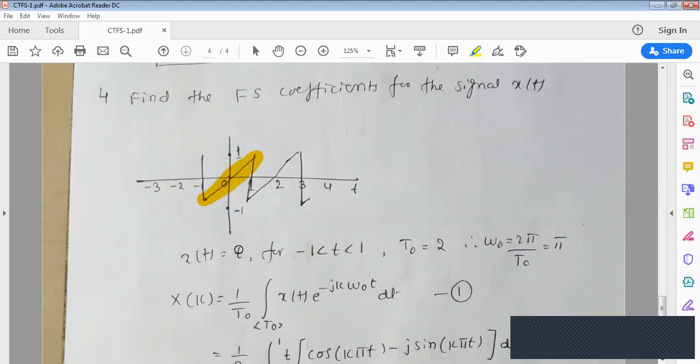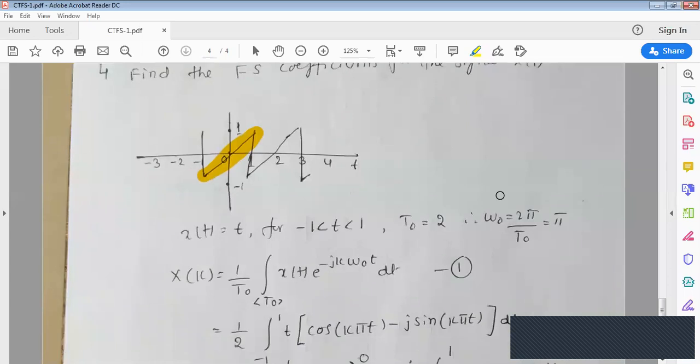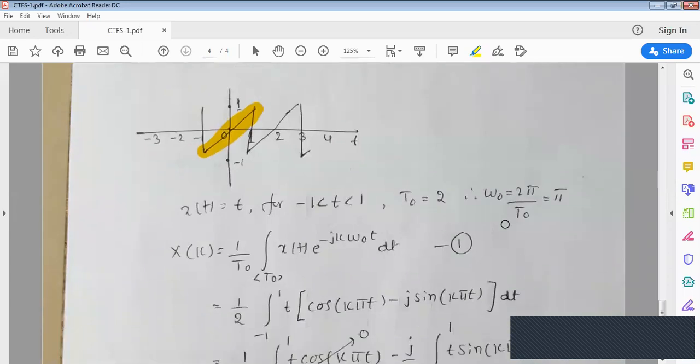Therefore, I write x of t is equal to t only between minus 1 to plus 1. So the same signal repeats further. Therefore, there is no need to consider the rest of the periods. Consider only one period. I'll write the same equation. X of k is equal to this much.